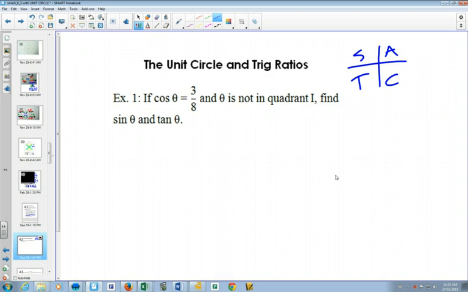What quadrant or quadrants would it be in? Okay, it's going to have to be in quadrant 4. Now, if it just told us cos equaled 3/8, you know right away it could be in 1 or 4. But then since it's not in quadrant 1, we know we have to draw an angle in quadrant 4.